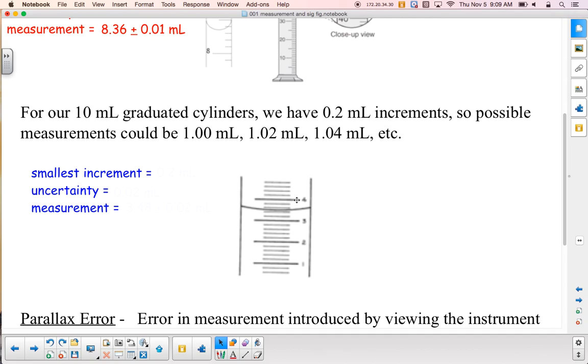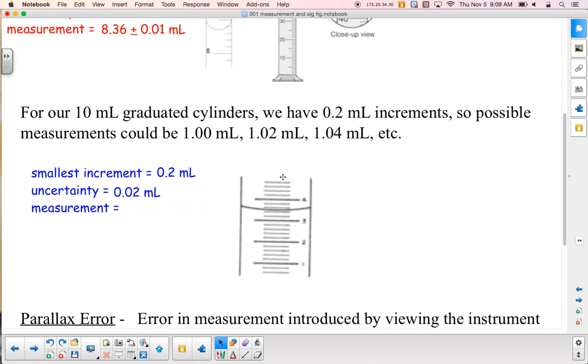One of the rules about our measurements is that the measurement always has to be a multiple of the uncertainty. So if we have 0.2 milliliter increments, possible measurements are going to have to be things that end in even numbers. So things like 1.00, 1.02, 1.04. So as I look at my little graduated cylinder, I've identified that my increments are every 0.2 milliliters. 10% of that is 0.02 milliliters.